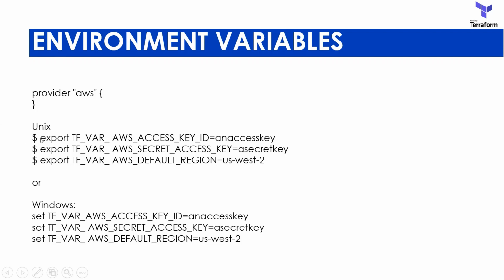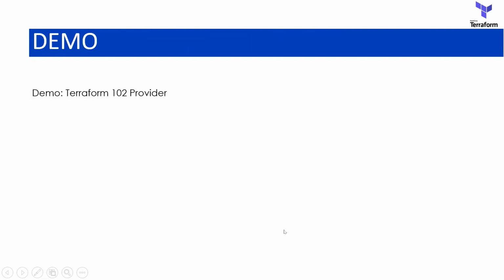In that case, there are two ways. On a Unix-like operating system or Mac, you can set the variable with the export command, with TF_VAR_AWS_ACCESS_KEY_ID. Similarly, AWS_SECRET_KEY_ID and AWS_DEFAULT_REGION or region. And in Windows, you can set the variable with the set command and TF_VAR_AWS_ACCESS_KEY_ID, and that access key, secret key, and then region. You'll get something like that.